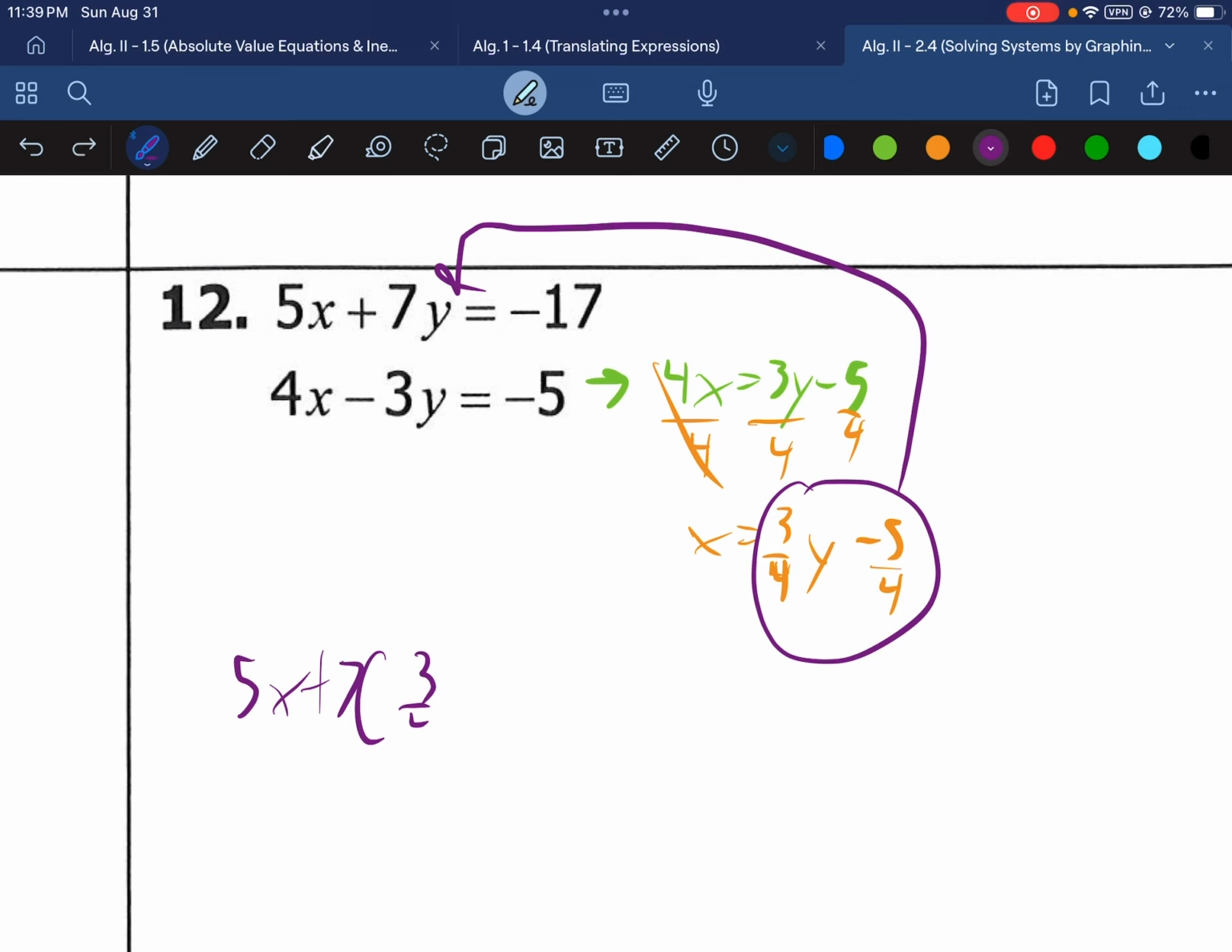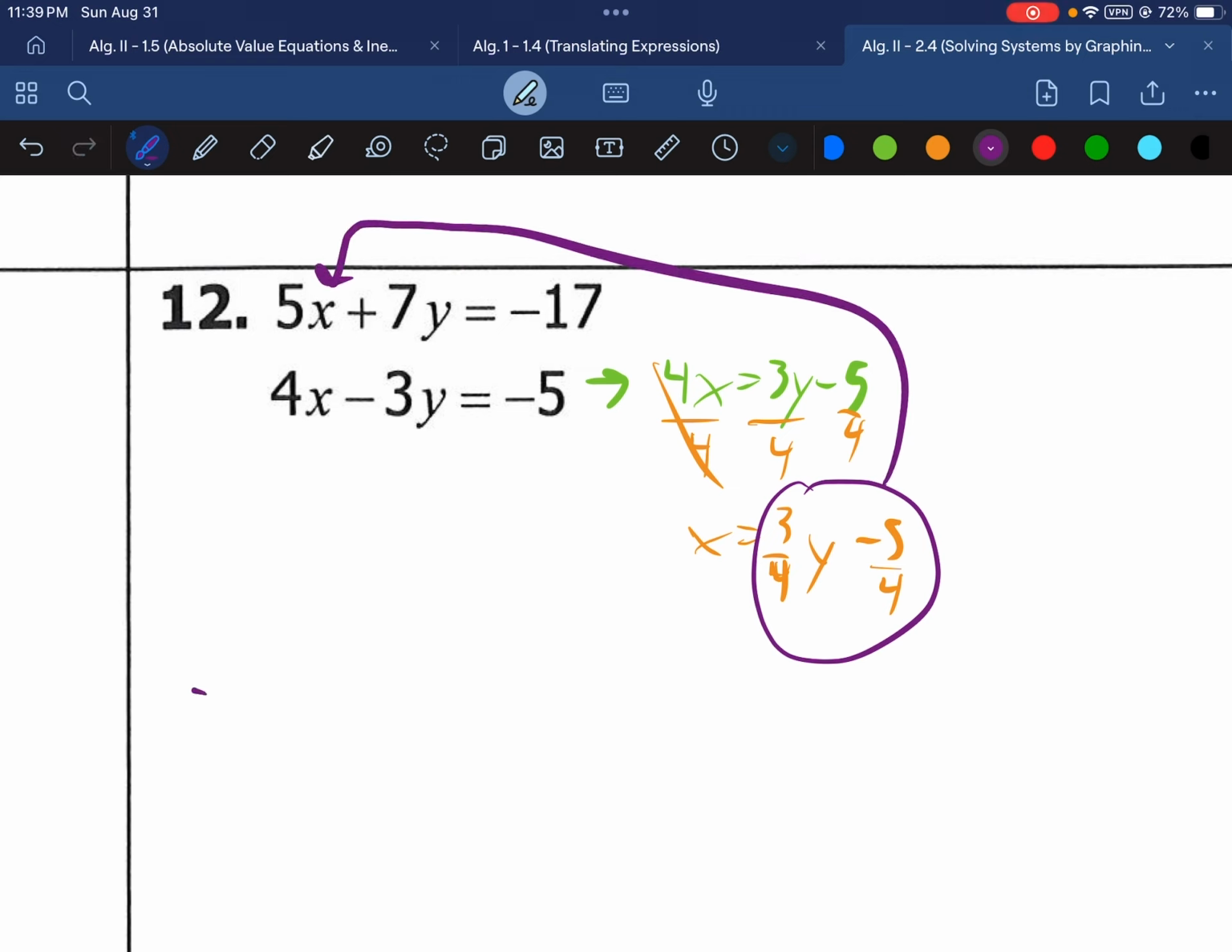My apologies, I plugged this into the wrong part. I was supposed to plug that in for x, and I started plugging it in for y. Silly Mr. Kossel. So it goes right there, and we have 5 times that entire parentheses of 3/4 y minus 5/4 plus 7y equals negative 17.